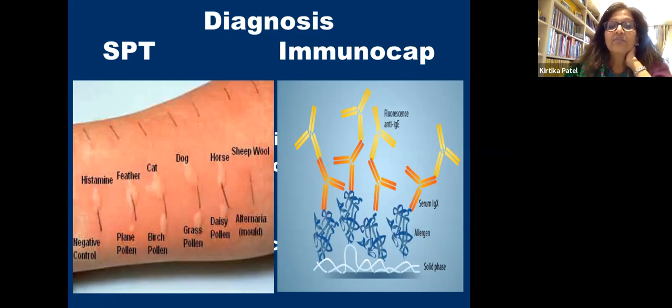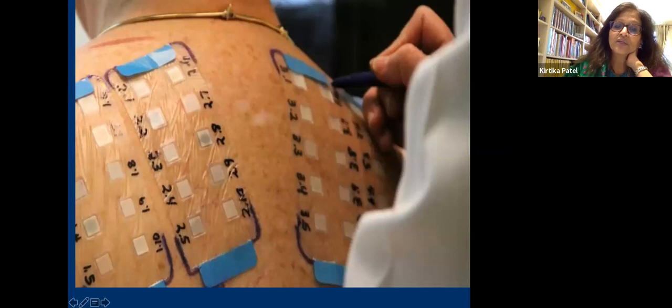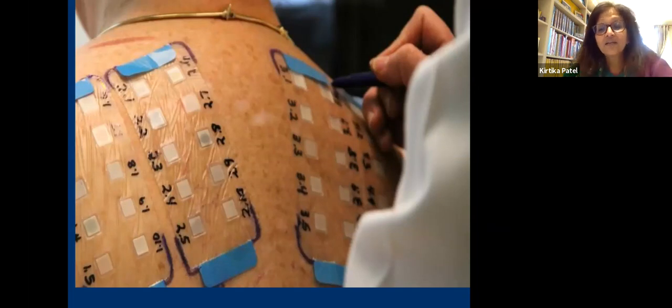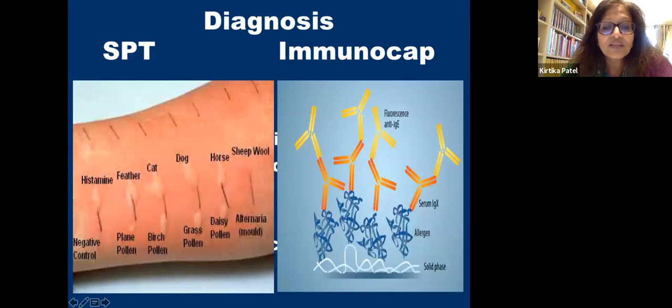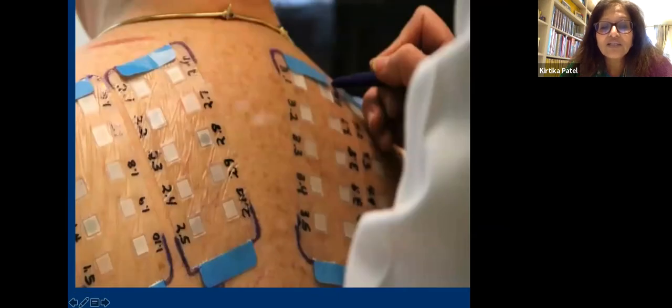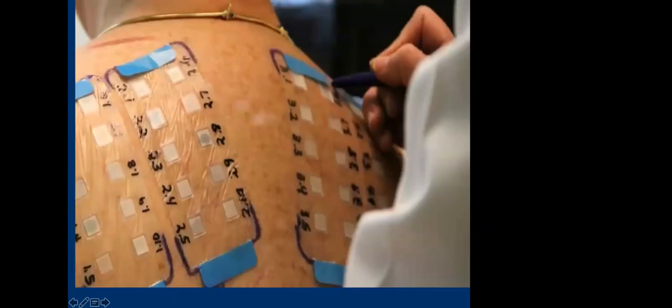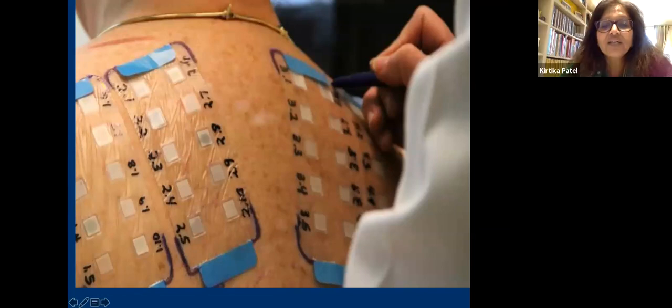Then there is something called a patch test, which I do here as well. Those are for type 4 hypersensitivity reactions, that is delayed type 4. The previous one was a skin prick test, where we prick the skin. We can also do the skin patch test. So we put the allergens on patches and see the reaction after 2 or 3 days.